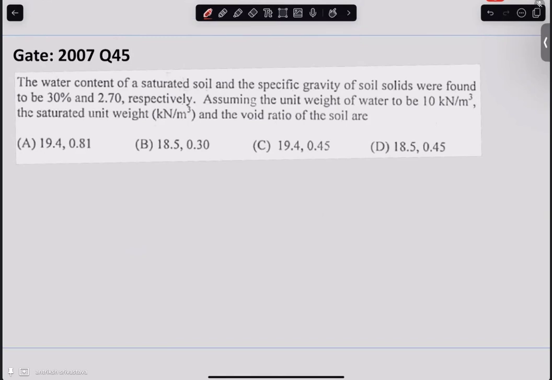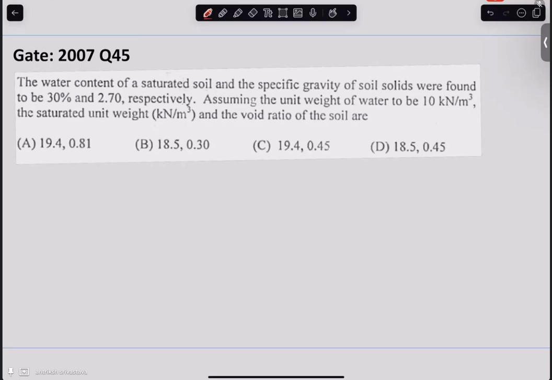The water content of a saturated soil and the specific gravity of the soil solids were found to be 30% and 2.7 respectively. Assuming the unit weight of water to be 10 kilonewton per meter cube, the saturated unit weight in kilonewton per meter cube, and the void ratio of the soil.